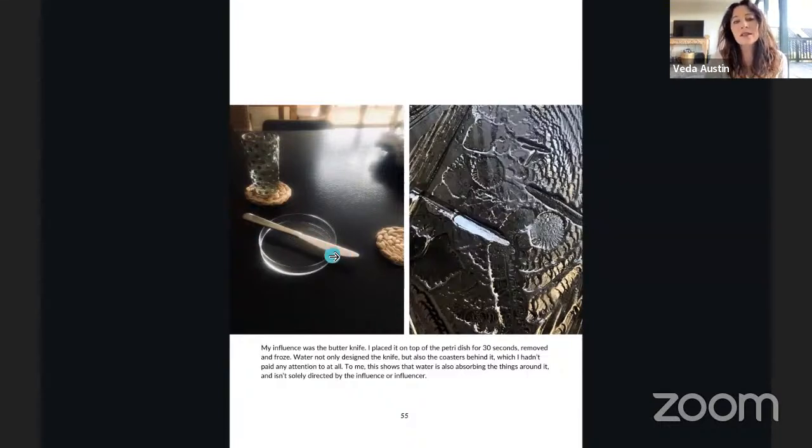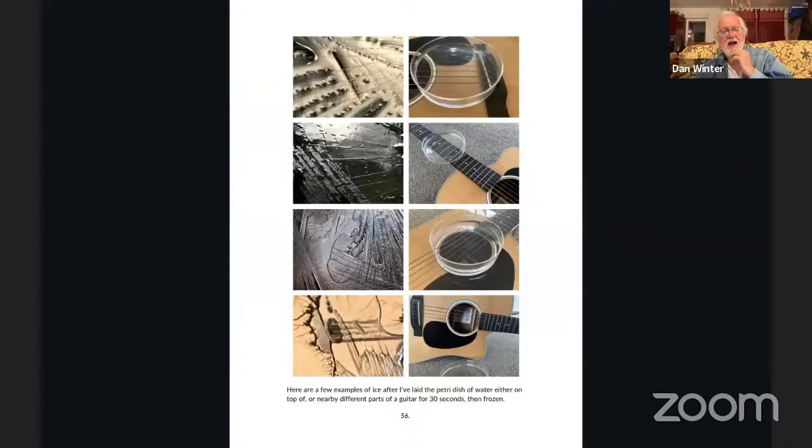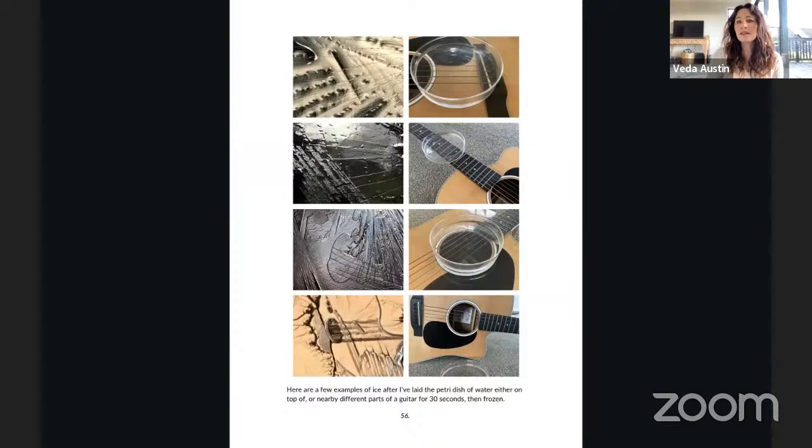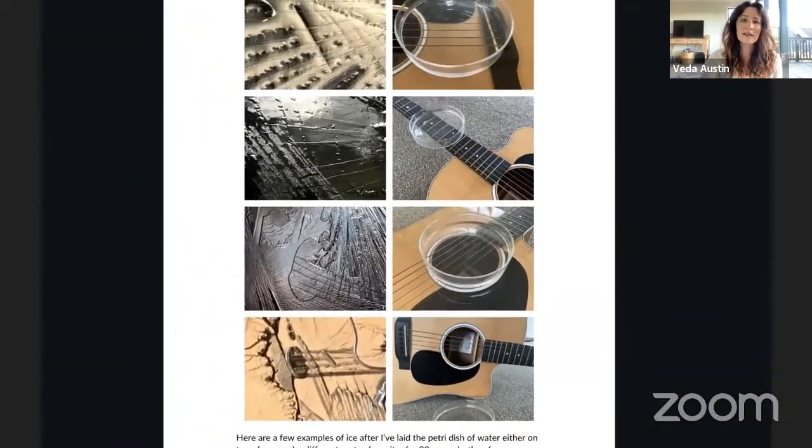But the influence was this knife. I wasn't even looking. These were not the influence. They were on my kitchen table, but you can see that water picked up on them. Multiple different examples of playing with water around a guitar. And you see all the different viewpoints, which I think is great to see that there is some consistency here.